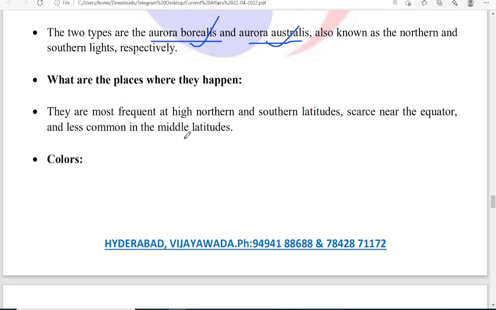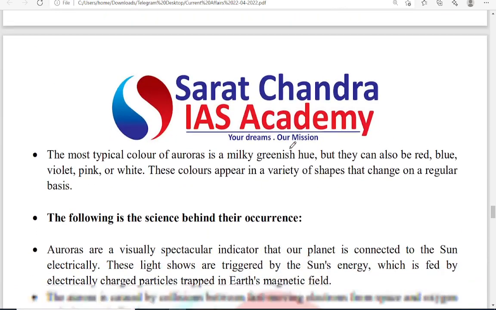Next, generally where we see these auroras, as I said, is at higher northern and southern latitudes. So at more than 60, 70 degrees latitude, in both northern and southern hemispheres. They are very scarce near the equator, almost absent. Frequently they will occur in higher latitudes, very rarely in middle latitudes, almost absent near the equator.